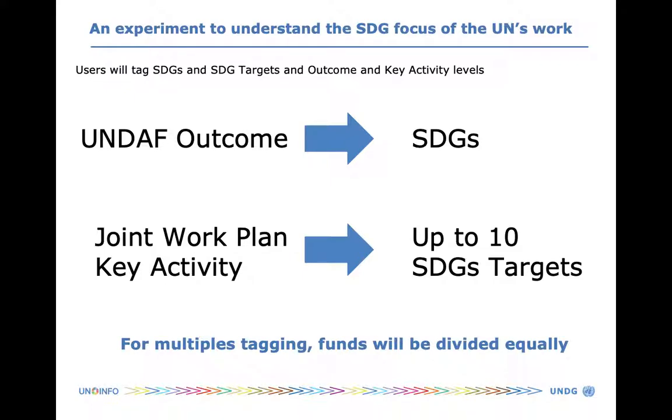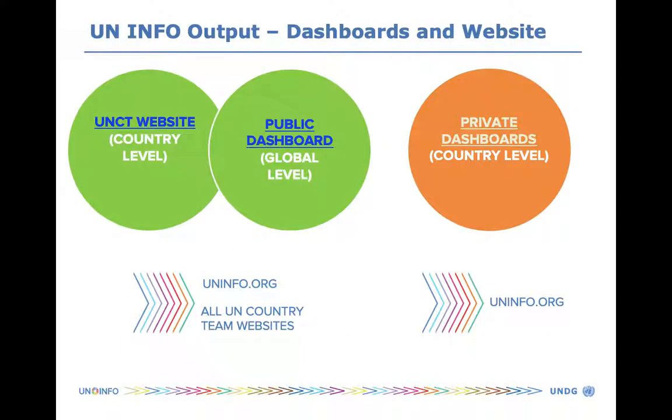So you'll be able to tag each key activity up to those 10 targets, and if we do, we can divide the funding equally, and we can also link the target tagging to other codes or other tags and markers in the system. So we can start to link and build different pictures or slice our data in a variety of ways.